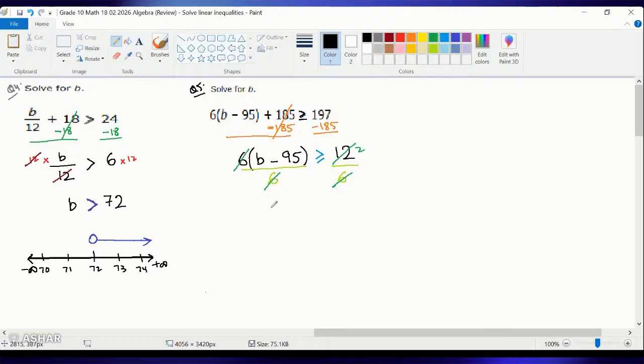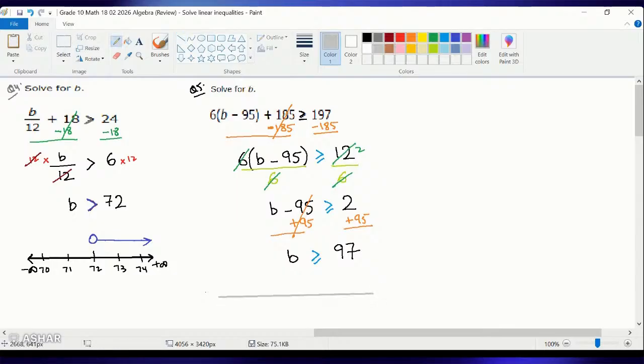So finally, we have the inequality that is B minus 95 is greater than or equal to 2. If we have a minus 95, if we take minus 95 to the other side, we can add 95 on either side. Therefore, the final inequality becomes B is greater than or equal to 97. Let's try drawing it on the number line.